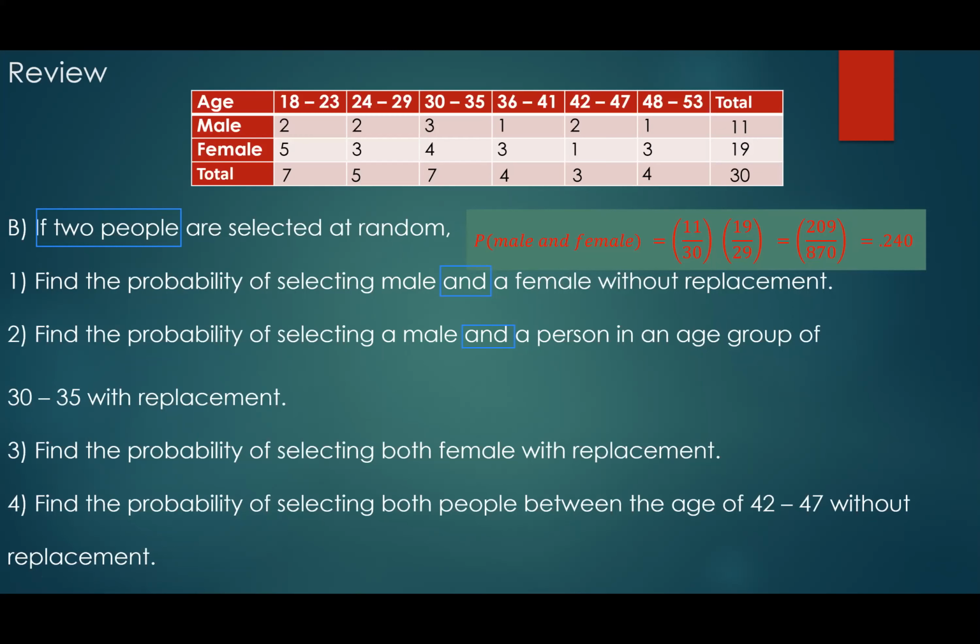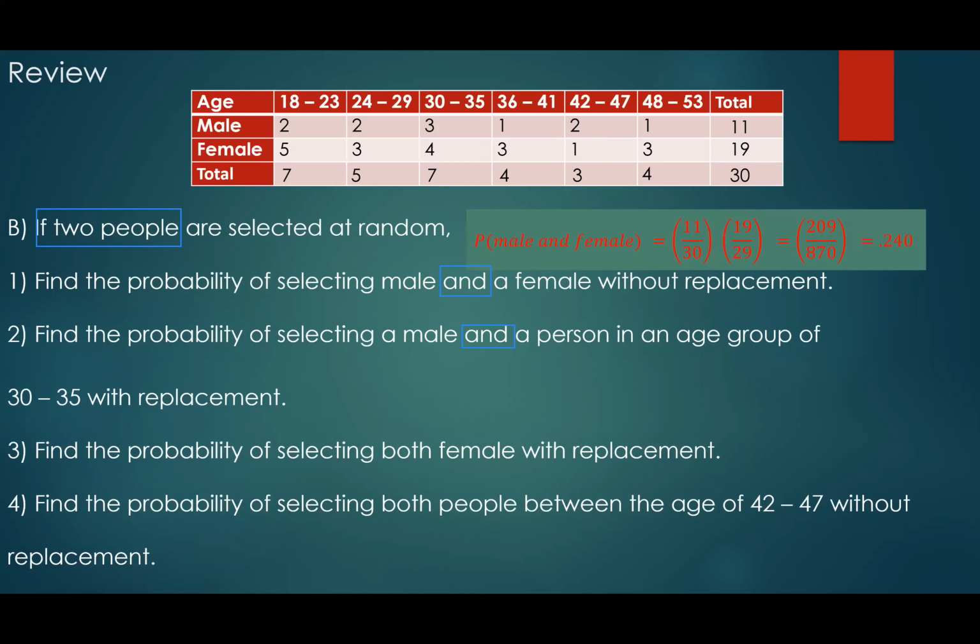Meaning the probability of me going in, picking out one person at a time without replacing, and the probability of me getting a male first and the female second is 0.24, 24%. Okay.